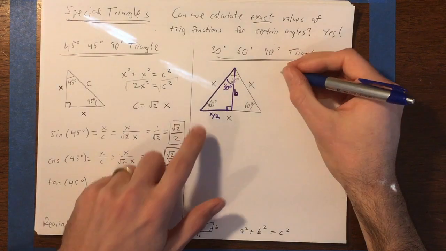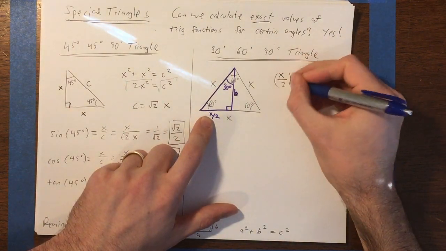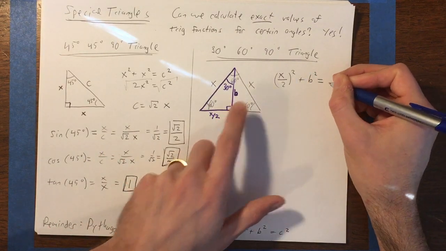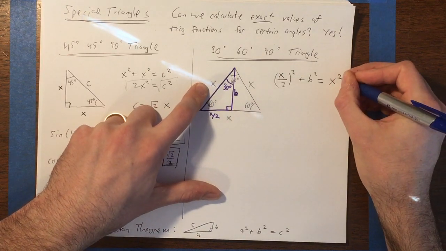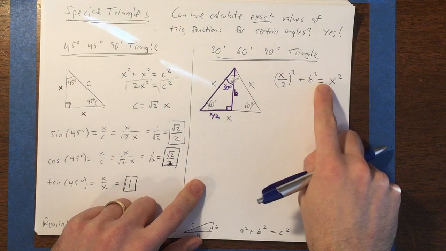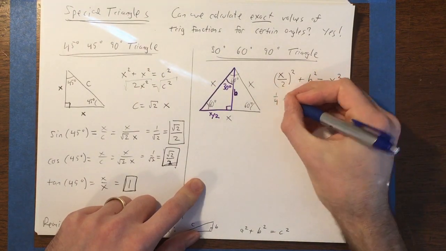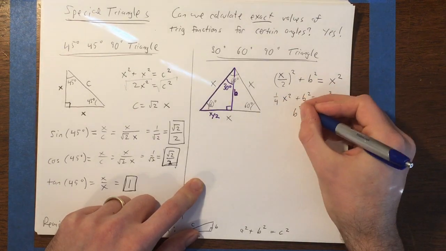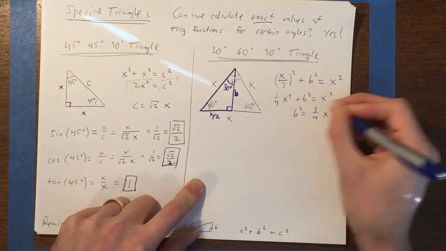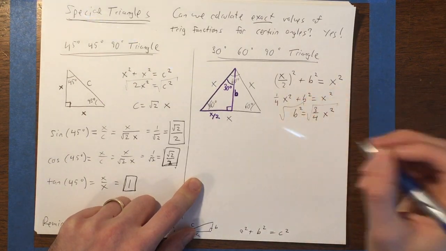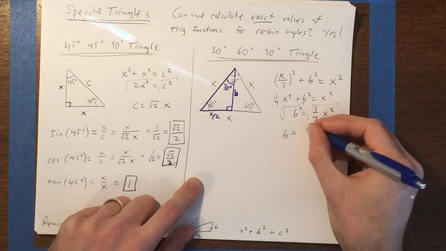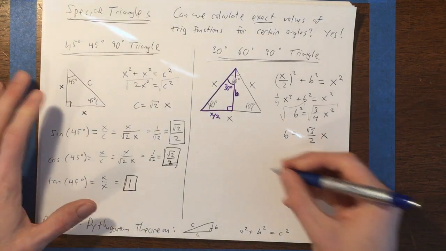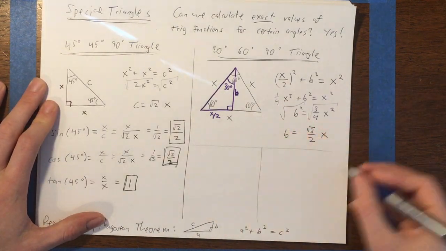Now, the Pythagorean theorem says that the legs squared and added together, so those two legs each squared, added together, has to equal the hypotenuse squared, which is the x here. And now I can solve that for b. So we have 1/4 x squared plus b squared equals x squared. Subtract the 1/4 x squared and we get b squared is 3/4 x squared. Square root both sides and we get b is going to be the square root of 3 over 2 times x.